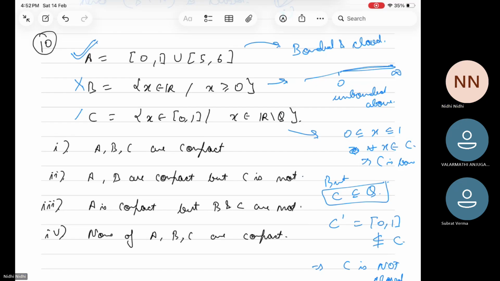So therefore, B was unbounded but closed. One can easily check this is a closed set. This is closed but not bounded. The set C is bounded but not closed. So eventually B and C are not compact. So the only compact set is A. So our third option is correct. A is compact but B and C are not. I hope this is fine.